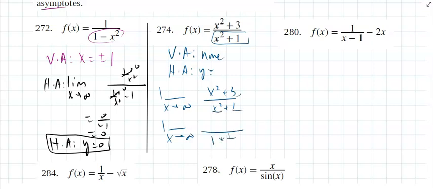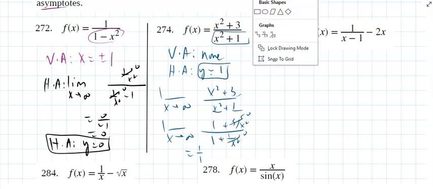So I'm looking at 1 plus 1 over x squared, 1 plus 3 over x squared. That's a 0, that's a 0. And I'll get 1 over 1. So I'll say y equal 1 is a horizontal asymptote. That's simple.